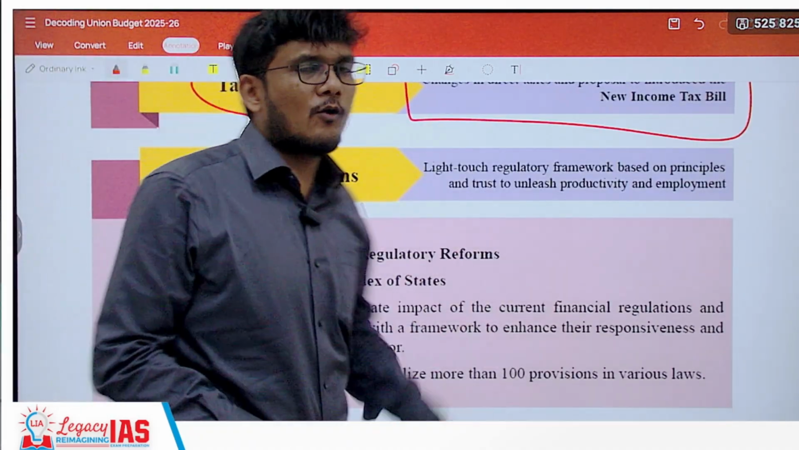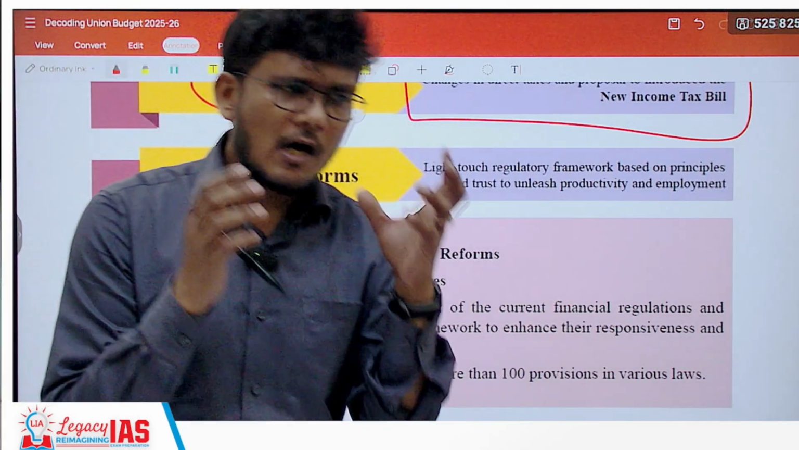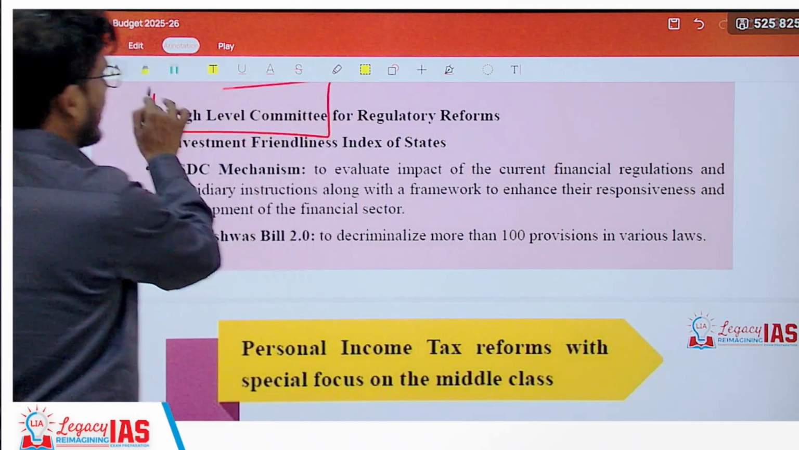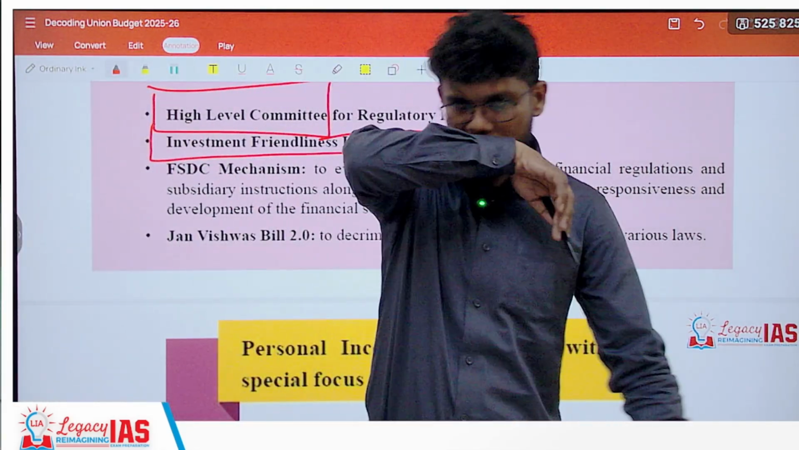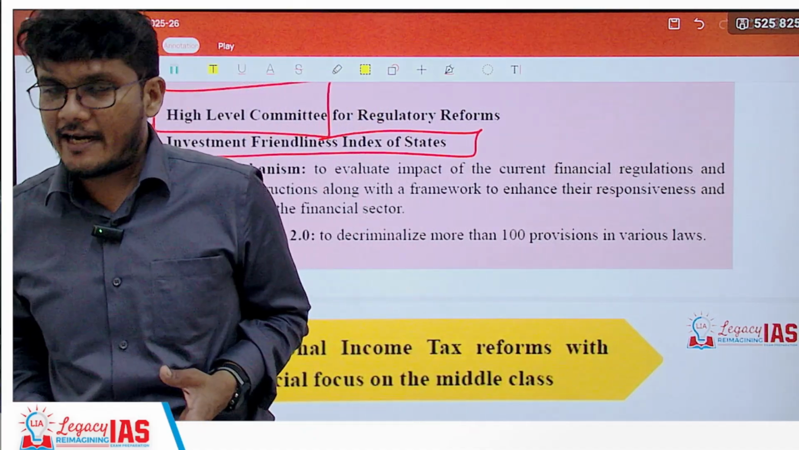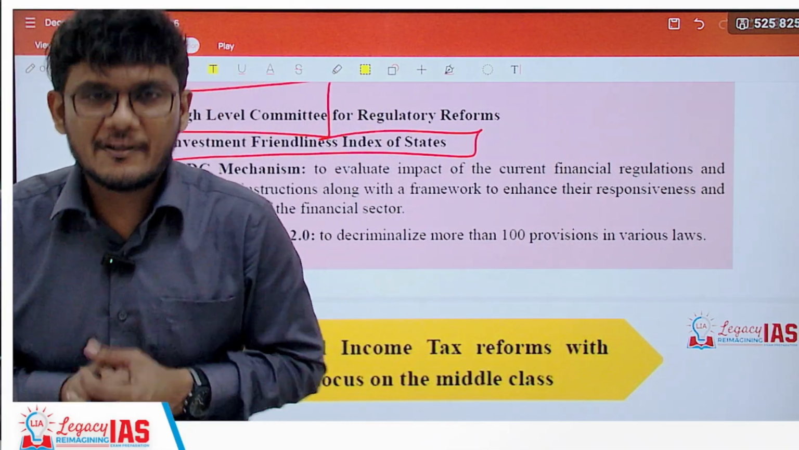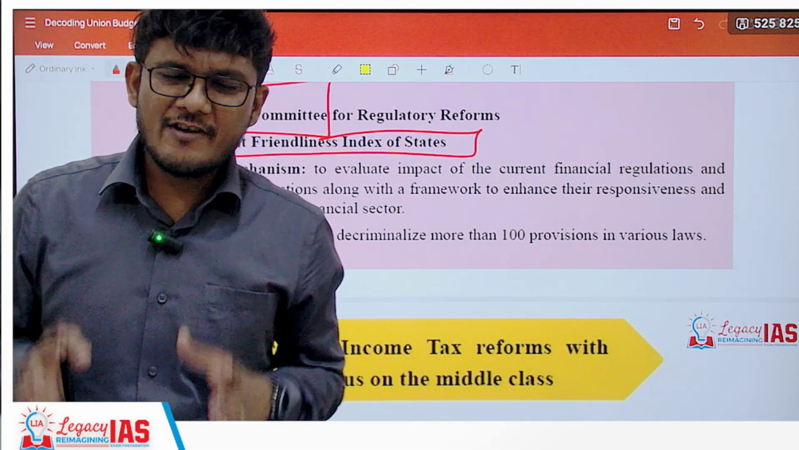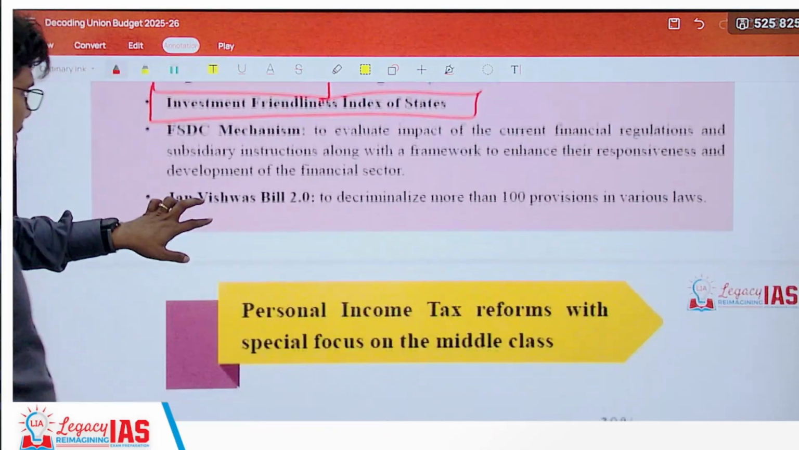Regulatory reforms, light touch regulatory framework, some small changes here and there to make it easier. At the same time, whatever criminalization provisions are present, to decriminalize that. So for this more and more regulatory reforms, high level committee shall be created for that. At the same time, the government has promised to come up with investment friendliness index of states, which will tell us which state is more investment friendly, which will attract more people to invest in that state, which will lead to state federal cooperativeness or rather federal competitiveness. For example, every state will be healthy, in a healthy manner, competing with each other to attract more and more investment. At the same time, it's going to give a clear picture to the people, to the investors, as to which state is more investment friendly.